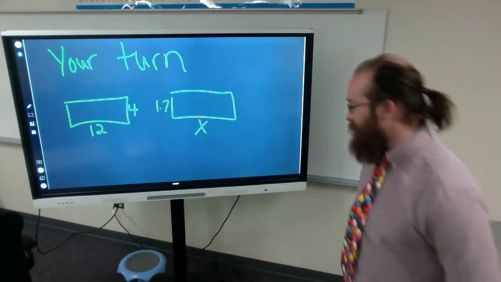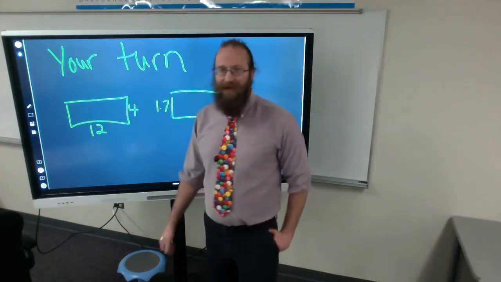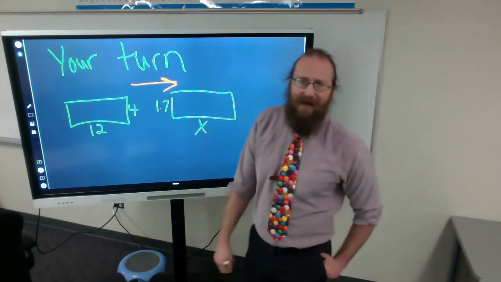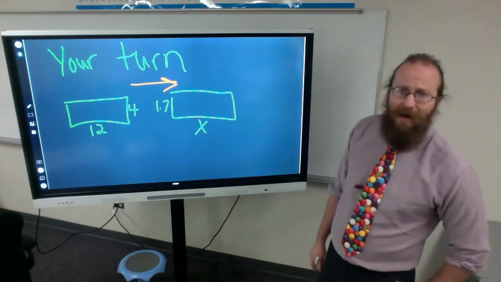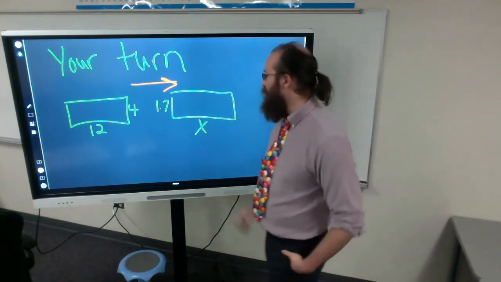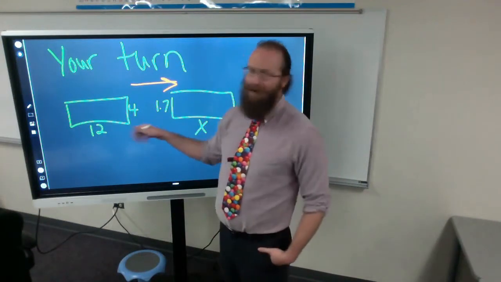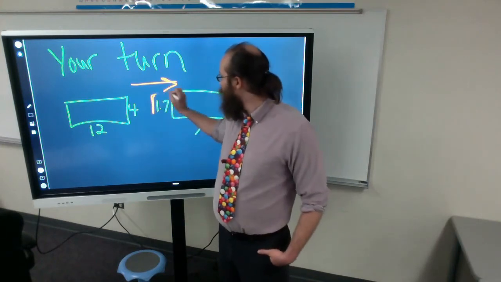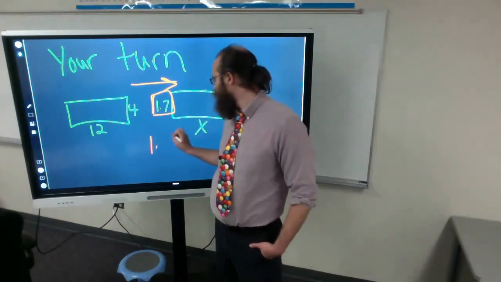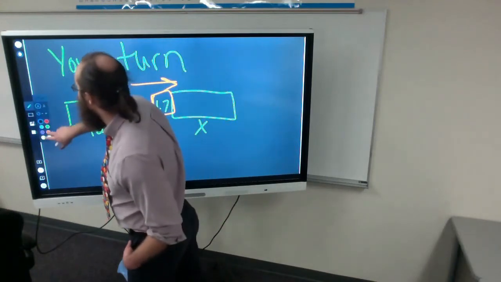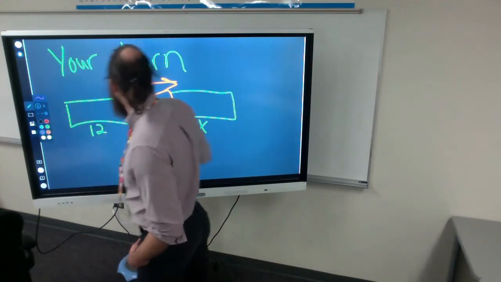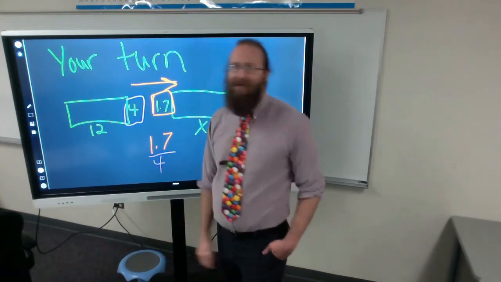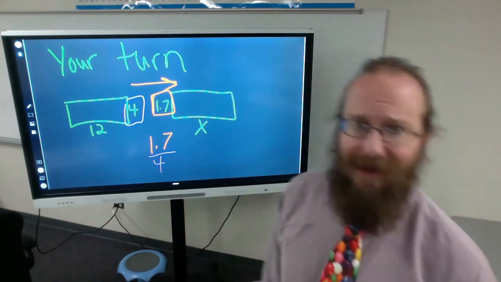Okay, Mr. Cartwright hates waiting, so I'm going to go ahead and start it. First off, I always like to determine which direction I'm going. So to find that x value, I need to go from the bigger rectangle to the smaller one. This is a 1.7, and that is a 4, and a 12, and an x. So what I'm going to do next is I'm going to take where I'm going and put it on top. So 1.7 goes on top of my fraction. And I'm going to put where I'm coming from, and that goes on bottom. And 4 is the shape that I'm coming from. Now we have our scale factor, 1.7 over 4.